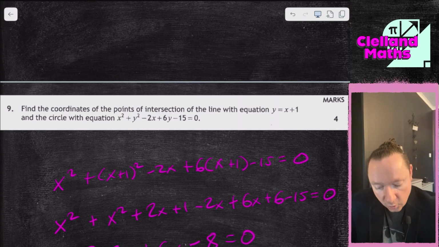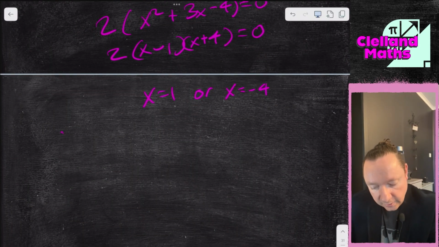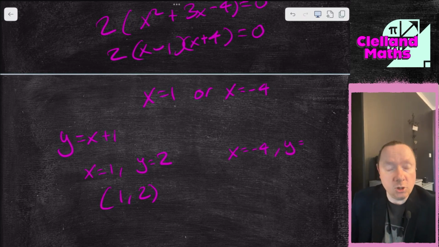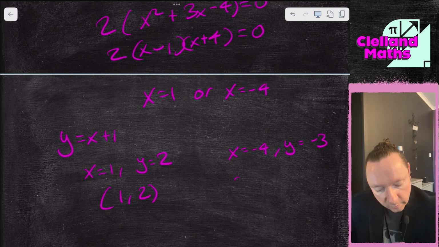Find the coordinates of the points of intersection. Well, I've got my x's, I need my y. y was x plus 1. So when x equals 1, y equals 1 plus 1 is 2. So that's (1, 2). And when x equals minus 4, y equals minus 4 add 1, which is minus 3. So we get (minus 4, minus 3).